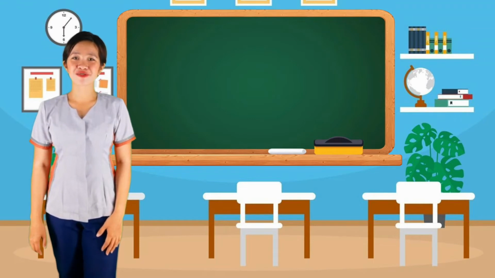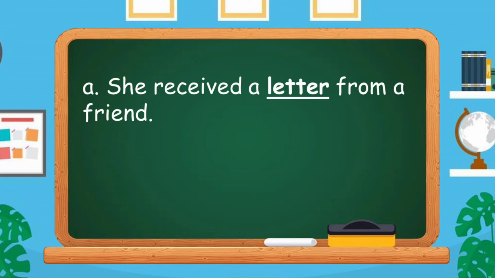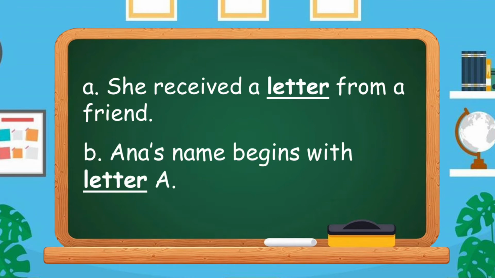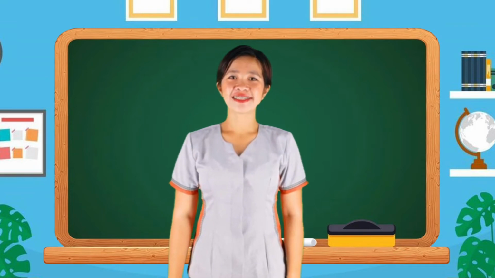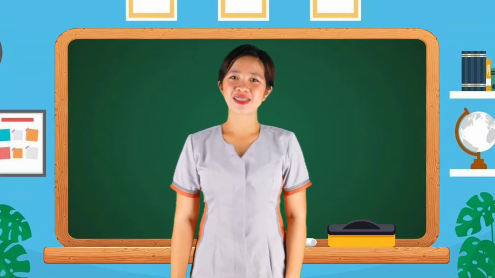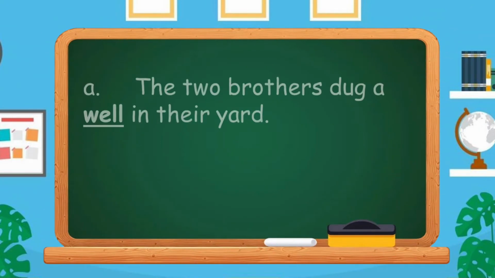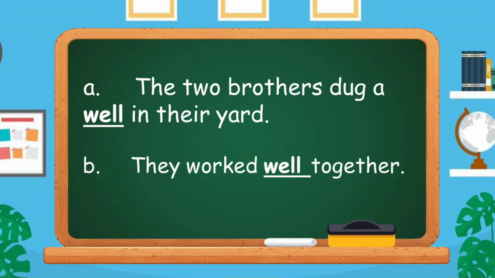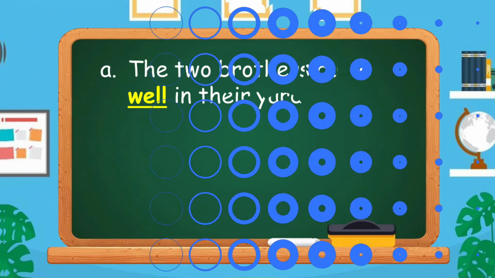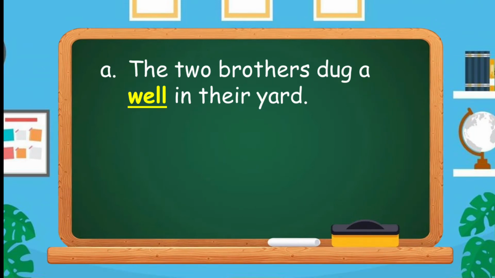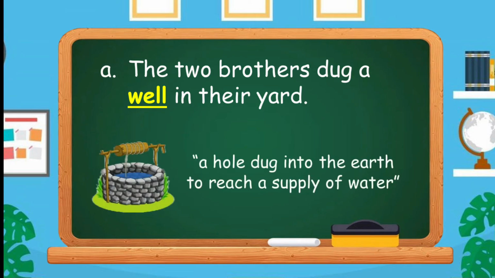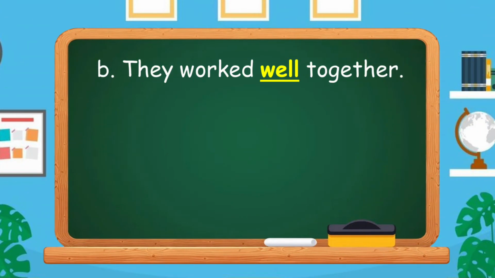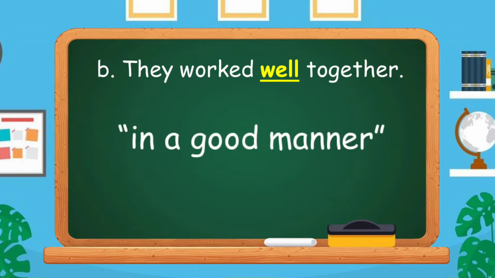Let's try this. Please read the following sentences. Letter A, she received a letter from a friend. Letter B, Anna's name begins with letter A. Thank you, kids. Now, let's try this one. Let's read. Letter A, the two brothers dug a well in their yard. Letter B, they worked well together. In the first sentence, the word well is used as a noun. It means a hole dug into the earth to reach a supply of water. In the second sentence, well is an adverb. It means in a good manner.